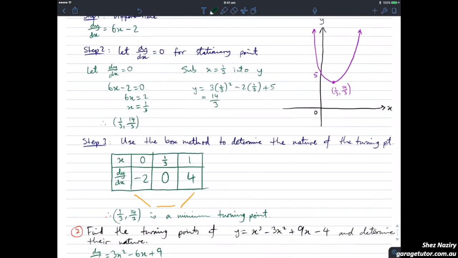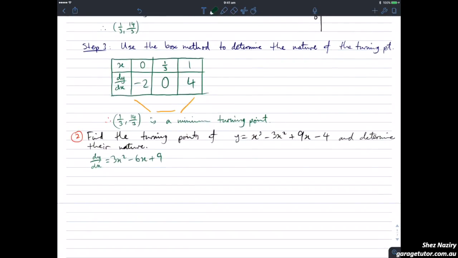Now look at this. Step 2. Let dy/dx equal 0 for a stationary point. Guys, I'm drilling this into your heads now. HSC, you must absolutely write this line: dy/dx equals 0 for a stationary point. You must write this, because the marker might not know what you're doing.